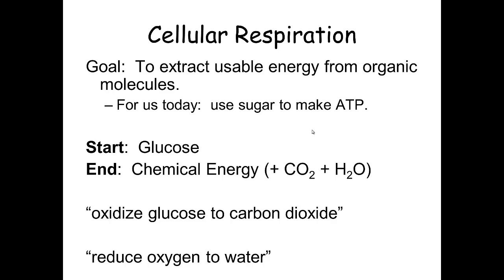The overall goal of cellular respiration is to extract usable energy from organic molecules. For today, we're going to show how we use sugar to make ATP, but it's important to keep in mind that not just sugar can be used in cellular respiration, but any other high-energy organic molecule that you eat, including proteins, lipids, carbohydrates, and even nucleic acids.